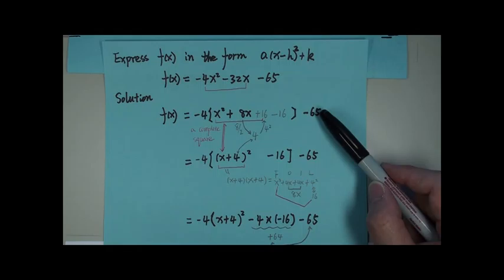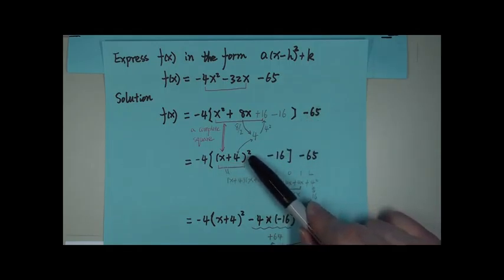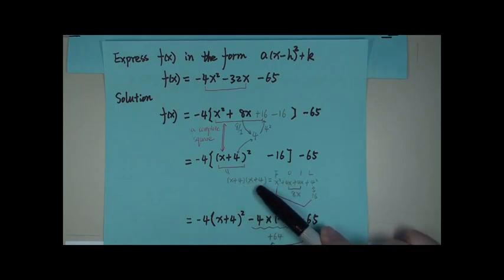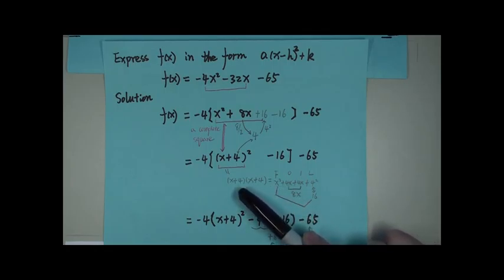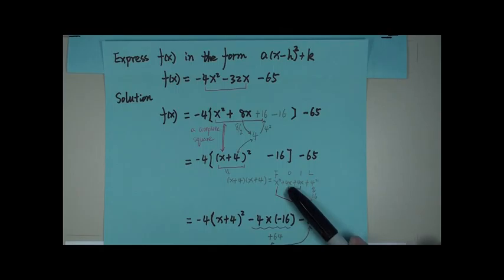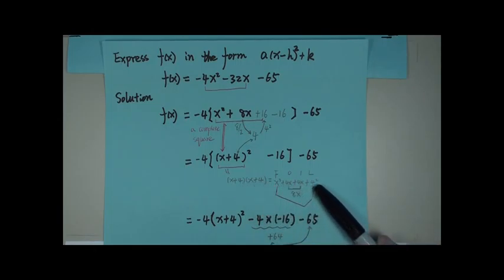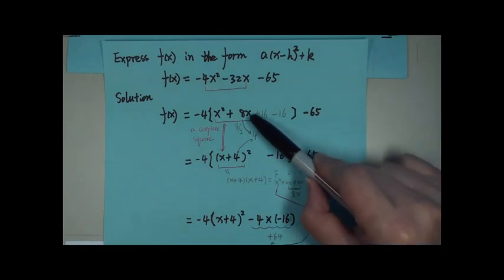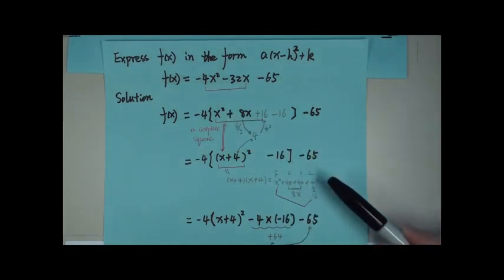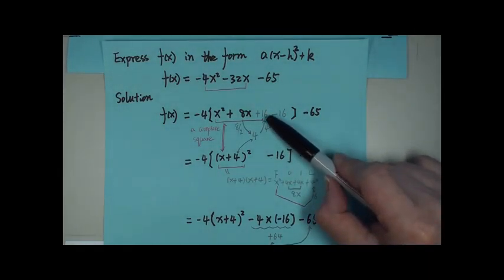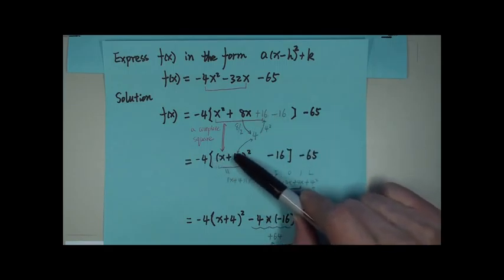How do we know? Look, x plus 4 squared is x plus 4 times x plus 4. If you FOIL it out, x times x is x squared, and x times 4 is 4x, the outer product. The inner product is 4 times x. The last product is 4 times 4, so you have 4 squared. And you know right here, 4x plus 4x is 8x, and 4 squared is 16. So you see right here, if there were a 16, we can make a complete square.